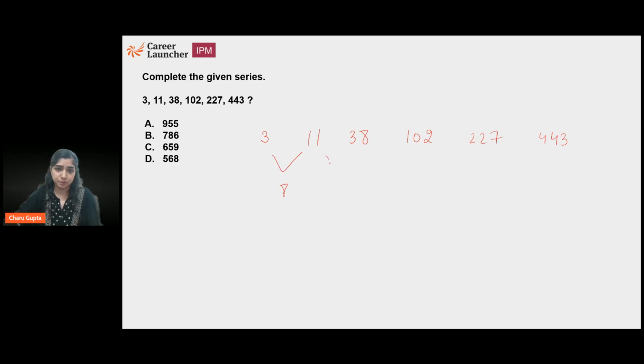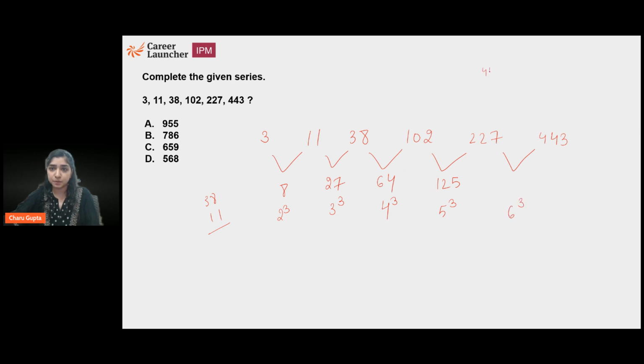This is 8. This is 38 minus 11 is 27. Okay, I think this will be easy. This is 64. This is 125. Okay, so this is 2 cube. This is 3 cube. This is 4 cube. This is 5 cube. So probably this difference will be 6 cube.